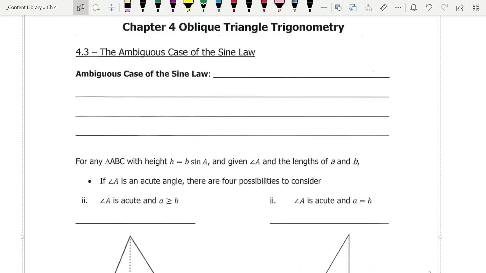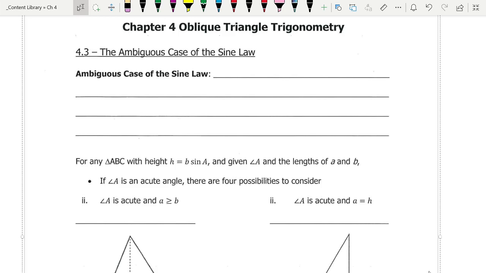Make that bigger. The ambiguous case of the sine law. This sounds like an Agatha Christie novel. The ambiguous case of the sine law. It was Professor Plum in the boarding room with a candlestick.